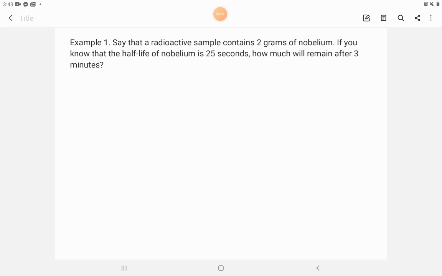Okay, problem number 1. Say that a radioactive sample contains 2 grams of nobelium. If you know that the half-life of nobelium is 25 seconds, how much will remain after 3 minutes? Before we proceed, let's review first what a half-life is.